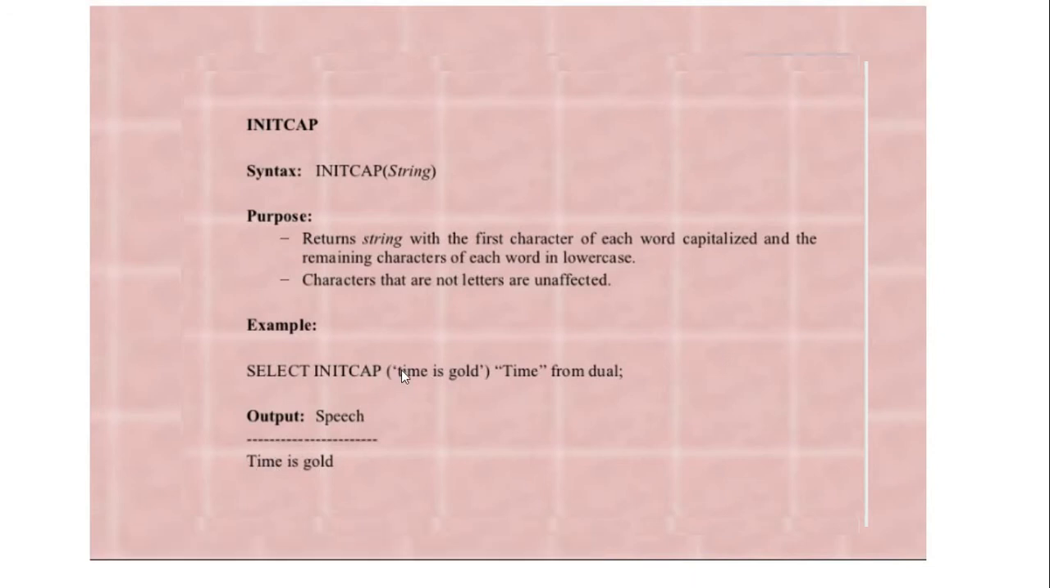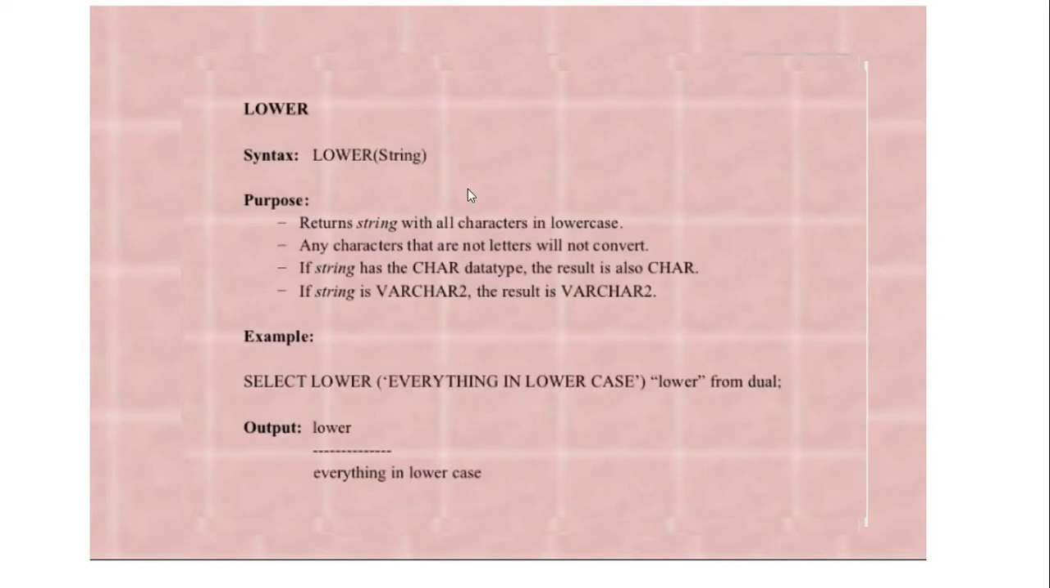Had it been some digit or some special character, then it will remain unchanged. Then the next function is lower, that will be converting the case of all the letters into the lower case. If there are some letters whose case cannot be converted, like again we have some digits or some special characters present in a string, then those letters will remain unaffected.